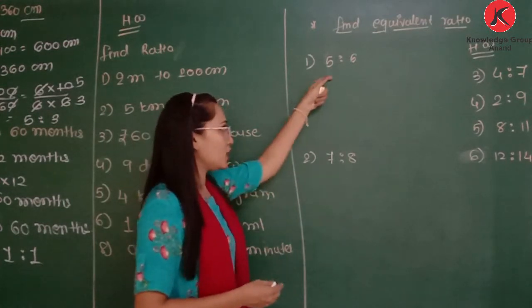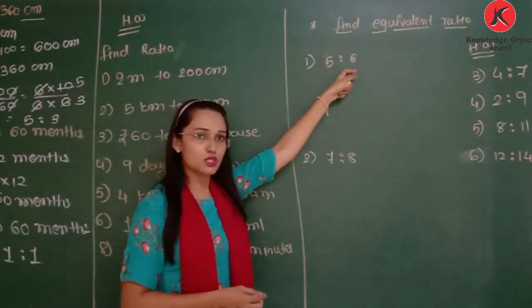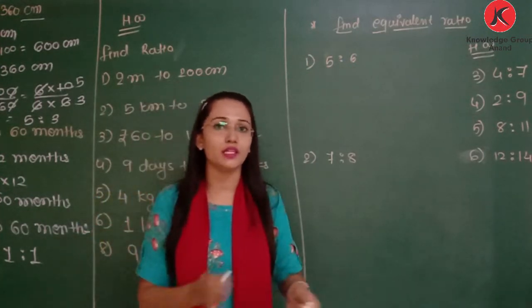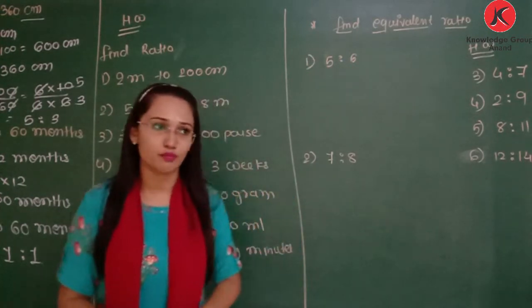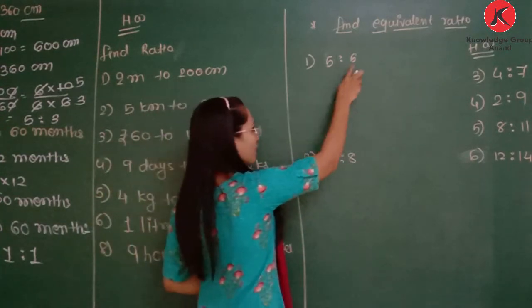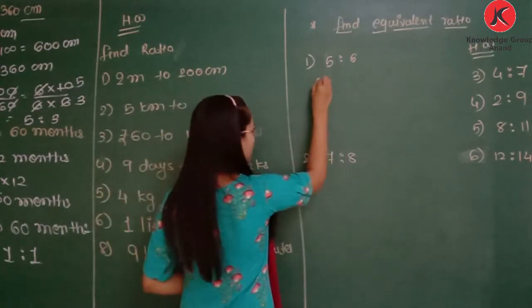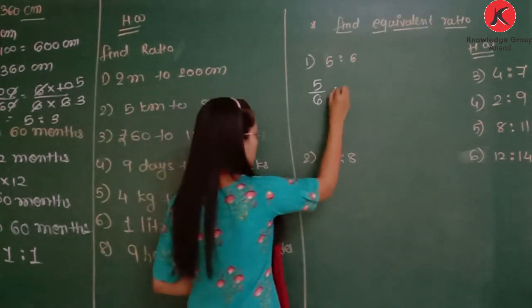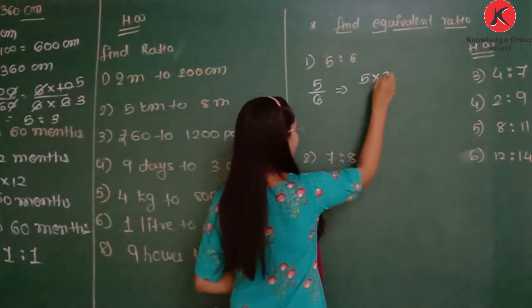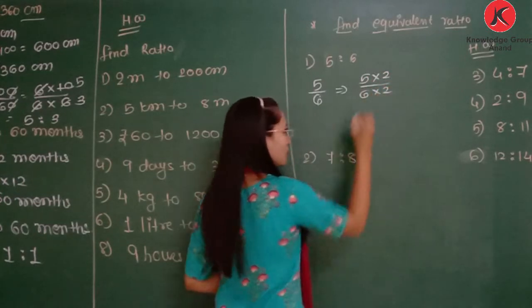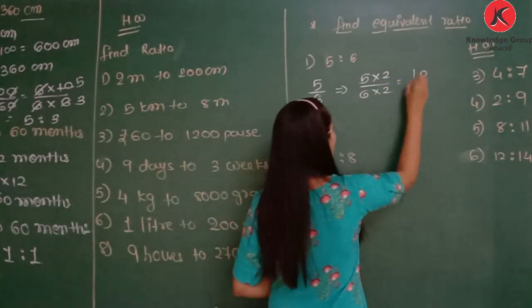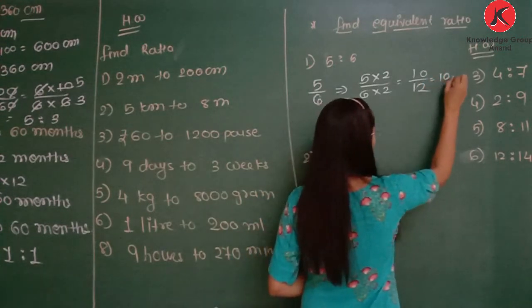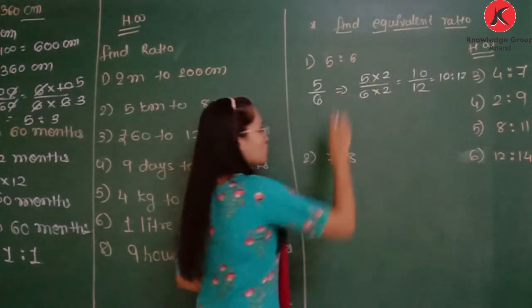So here, find the equivalent ratio of 5 is to 6. I already explained that equivalent fraction and equivalent ratio are the same. So to find the equivalent ratio of this, we can write it like a division, 5 divided by 6. You can multiply numerator and denominator by any number. So it is 10 by 12. So 10 is to 12 is equivalent to 5 is to 6.